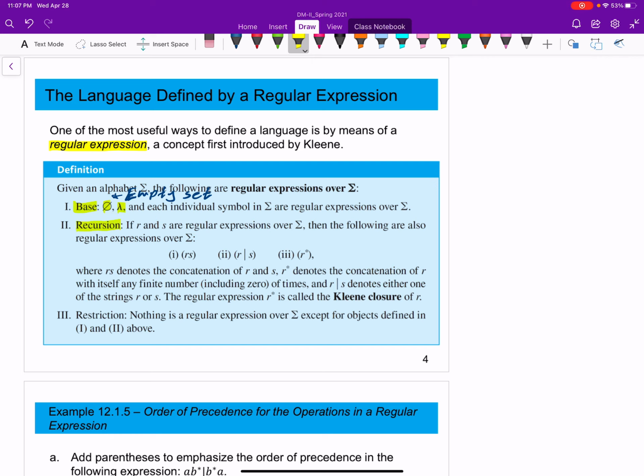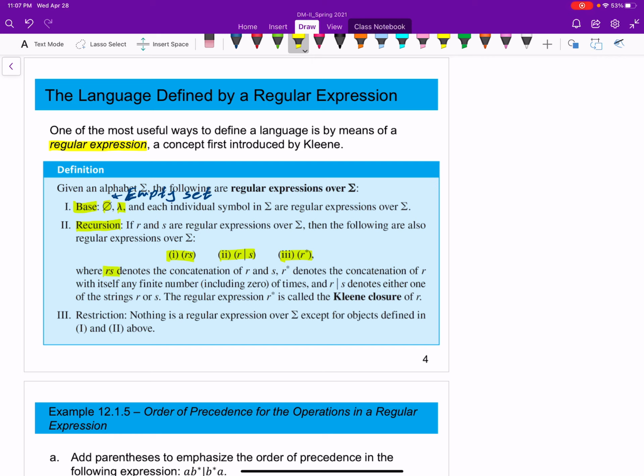If R and S are regular expressions over sigma, then the following are also regular expressions over sigma. The first one is RS. The second one is R slash S. The last one is R asterisk. Here we define them.